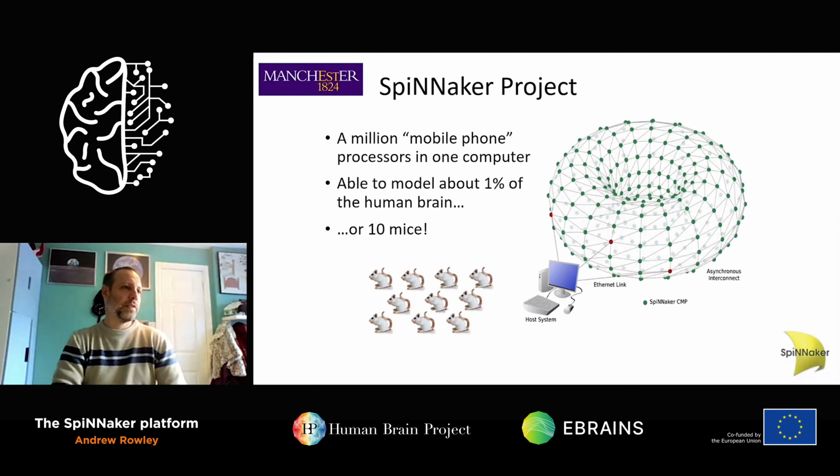So the idea of the SpiNNaker project, which started some time ago now, was to build a computer made of 1 million mobile phone processors. The idea of this is that it could simulate the model about 1% of the human brain, or in some people's eyes, 10 mice. So it's approximately in terms of numbers of neurons more than anything, not exact percentages or exact numbers of mice. Obviously, it depends on how complex the networks are and so on. This was sort of the aim of the project originally.